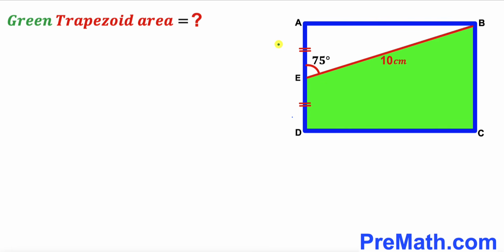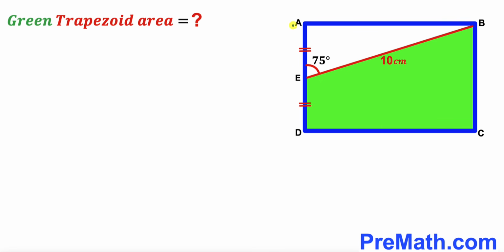In this video we have this blue rectangle ABCD along with this segment EB, as you can see in this given diagram, such that this EB segment length is 10 centimeters, and as a result we end up with this green shaded trapezoid BCDE. And moreover, this point E is the midpoint.